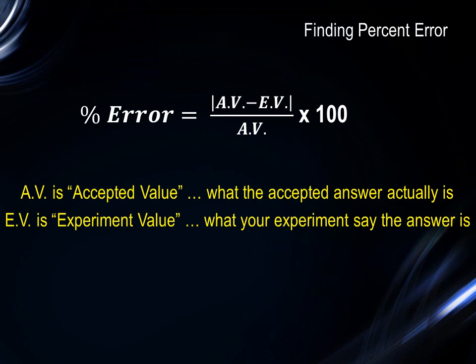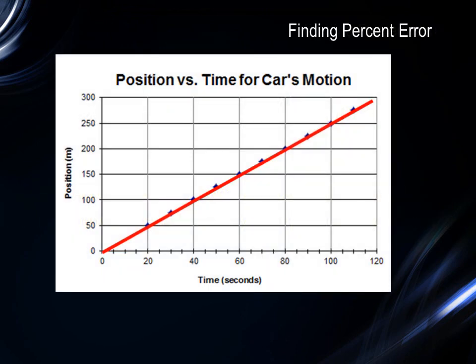Now let's look at a real example to illustrate how we actually do this calculation. Let's say you did an experiment where you collected some data for the position of a car at various times, and you created a graph that looks something like this. Now your teacher has given you the challenge of figuring out how much time you would predict it would take this particular car to travel 200 meters.